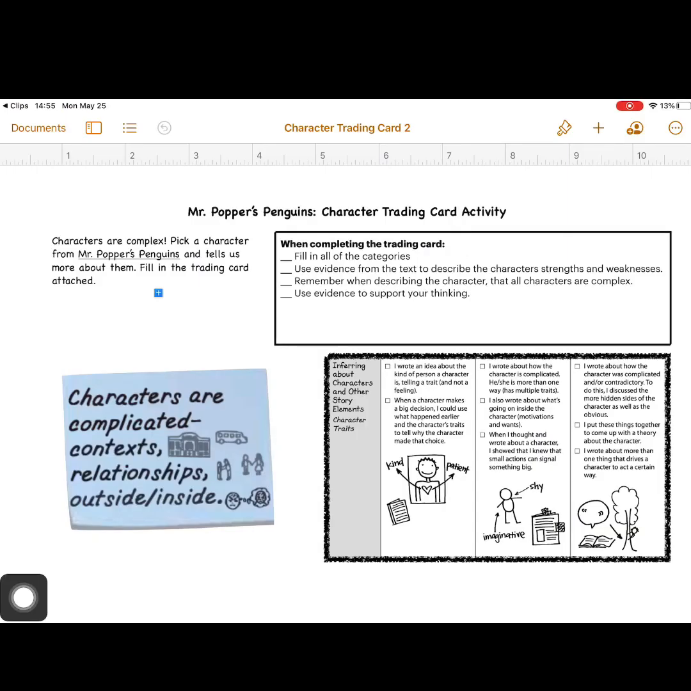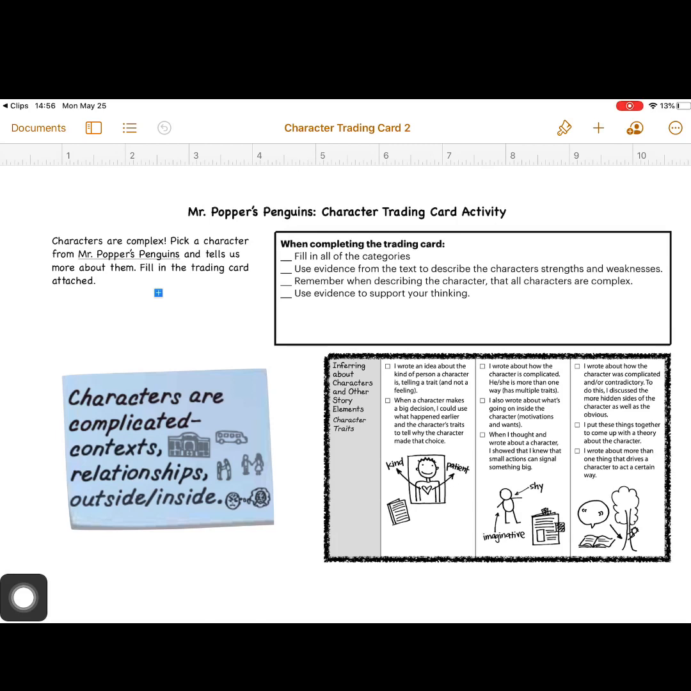Here's choice number 2, character trading card. This is going to look similar to the trading card that you did for the Iditarod. Mr. Popper's Penguins character trading card activity. Characters are complex. Pick a character from Mr. Popper's Penguins and tell us more about them. Fill in the trading card attached.